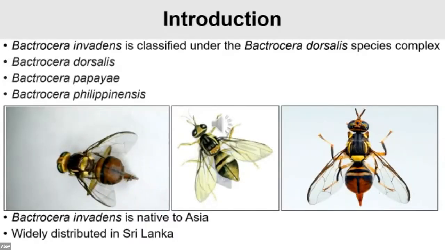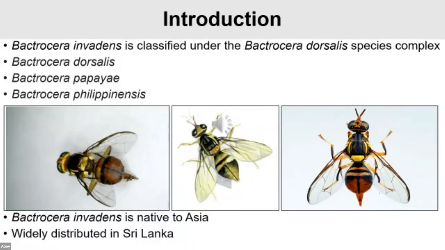Bactrocera invadens is classified under the Bactrocera dorsalis species complex, which includes Bactrocera dorsalis, Bactrocera papayae, and Bactrocera philippinensis. However, currently Bactrocera dorsalis and Bactrocera invadens are said to be the same species. Therefore, they are now named under only Bactrocera dorsalis.